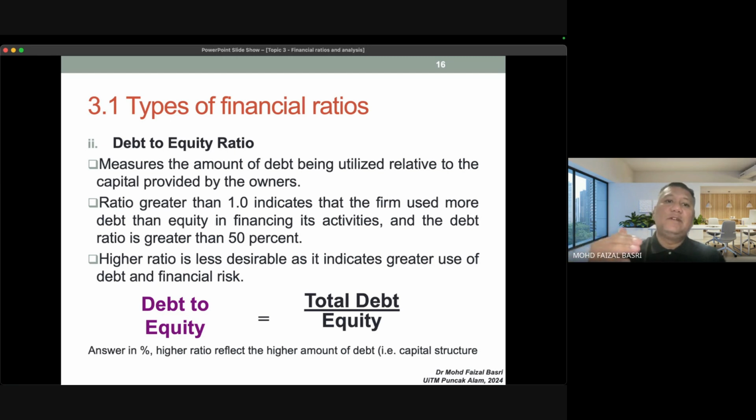So technically, we want both ratios to be as low as possible. Okay, as low as possible. Debt to asset and debt to equity.